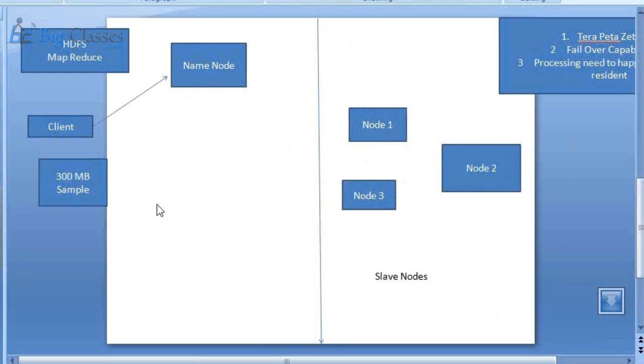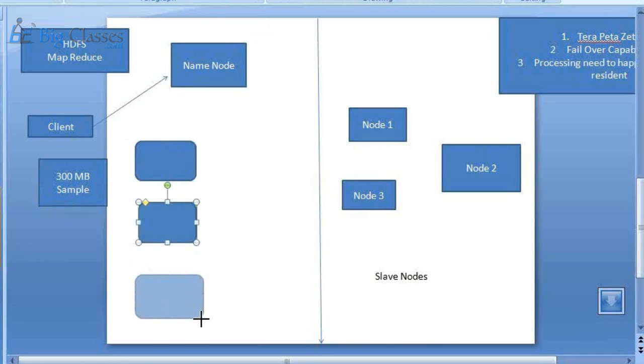A couple of things that I want to tell you here. This file will be split into blocks. What are those blocks? Each block should be of 64 MB to 128 MB size. You can have a default size of 64 MB, but you can also configure it to 128 MB as well.